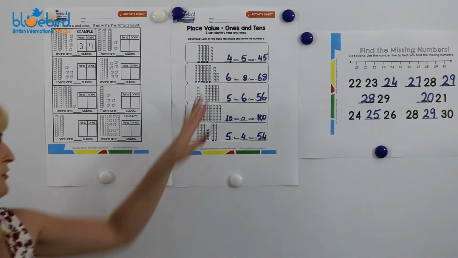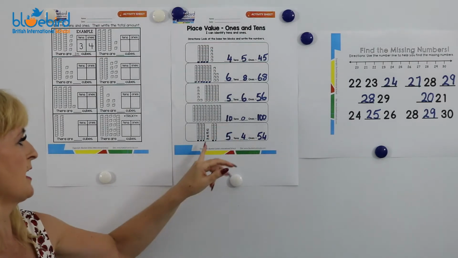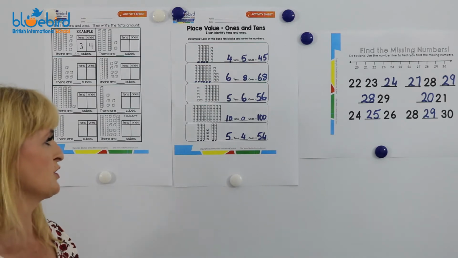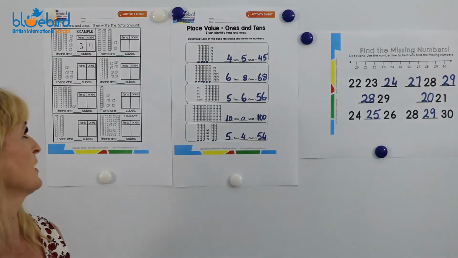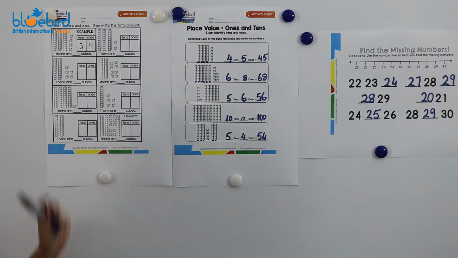So always we're looking at our 10 blocks and our 1s. The 10s always come first, followed by when we count the 1s. Okay, so just like we've been doing, but today it's just in a different format, exactly like we've been doing all week. Okay, let's move on to our last one we're going to do this week.